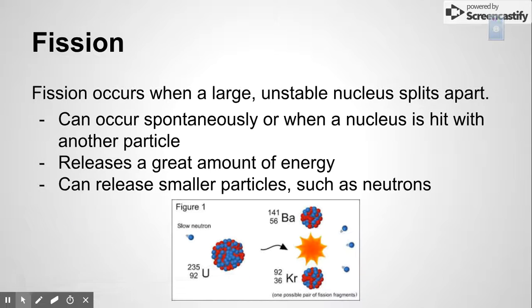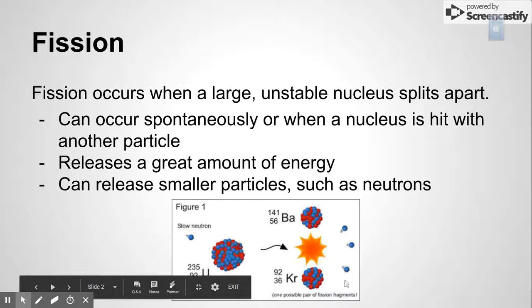Fission occurs when you take a large unstable nucleus and you split it apart. It can occur spontaneously when a particle hits a nucleus, gives off a bunch of energy, and then it releases smaller particles. Those are those neutrons we had when we did our balancing of our equations. So in this case right here, if you look at this one, we have a neutron moving slowly that comes in and rams that big uranium-235 atom. Then the barium, well, that splits it, energy's released.